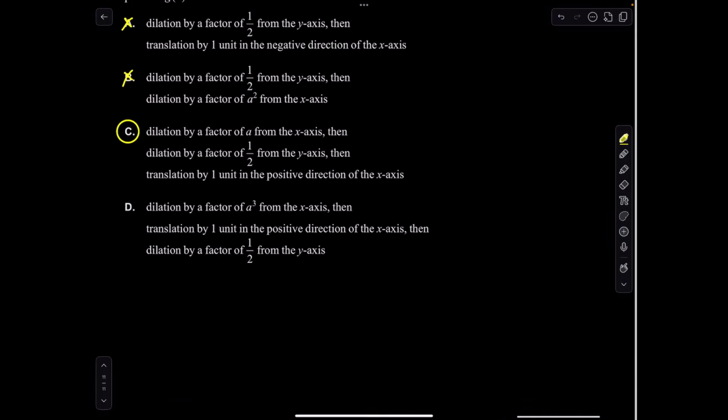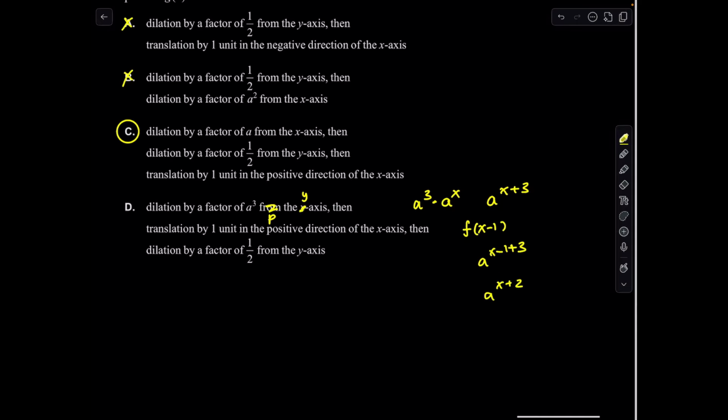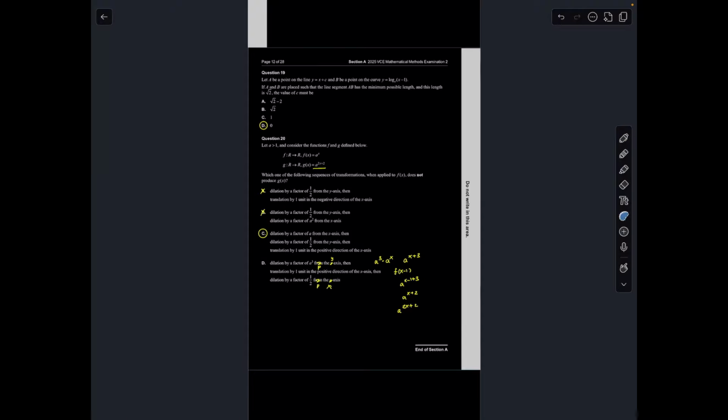So dilation by a factor of a to the power 3 from the x-axis. So remember, it changes parallel to the y. So basically, you multiply a to the power 3 to the a to the x, which basically is a to the x plus 3. Yep. And then your translation 1 unit in the positive direction of the x means translating 1 unit to the right, which you write as f of x minus 1. So that would be x minus 1 plus 3, which is x plus 2. And then the next one is dilation by a factor of half from the y-axis. Basically, you're replacing the x with 2x, which actually looks the same. Look how easy that is. So it's C as your answer.